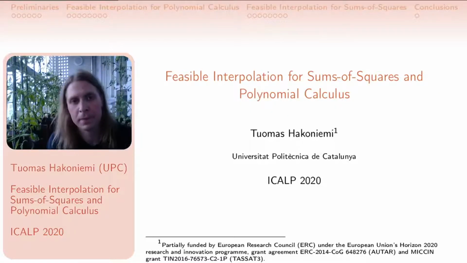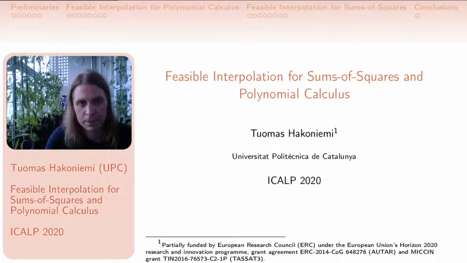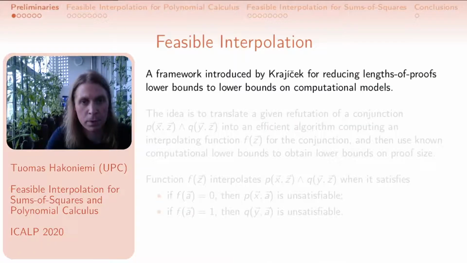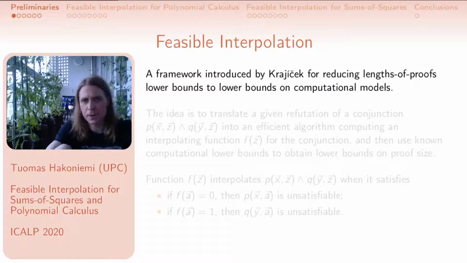Hi, I will talk about feasible interpolation for sums of squares in polynomial calculus. So first of all, what is feasible interpolation? It's a framework introduced by Krajicek in the 90s for reducing length of proofs lower bounds to lower bounds on computational models.